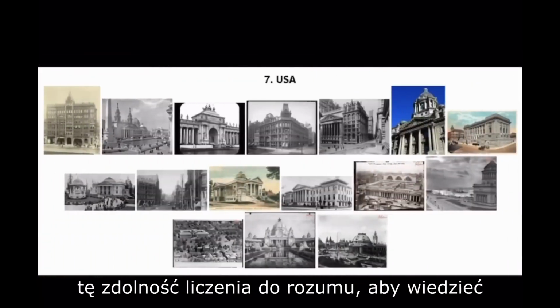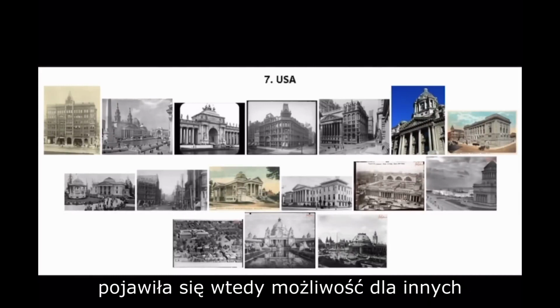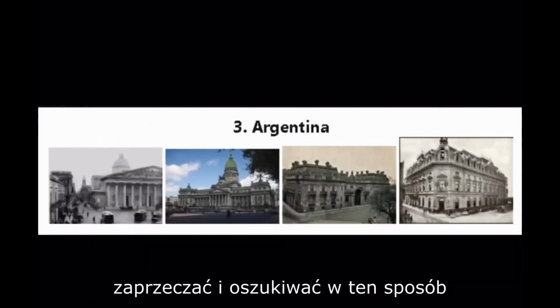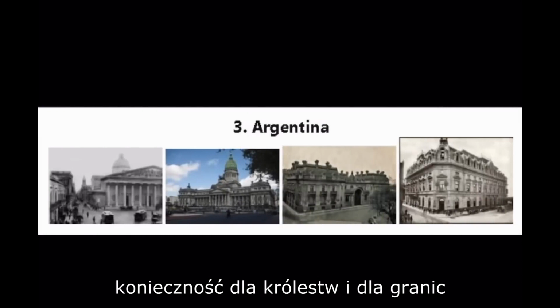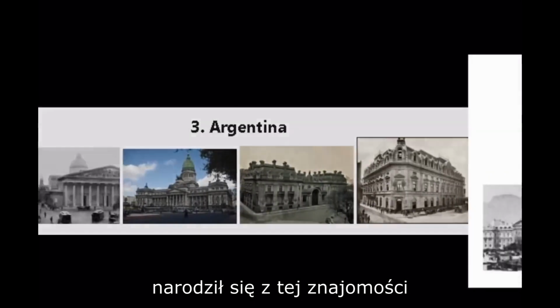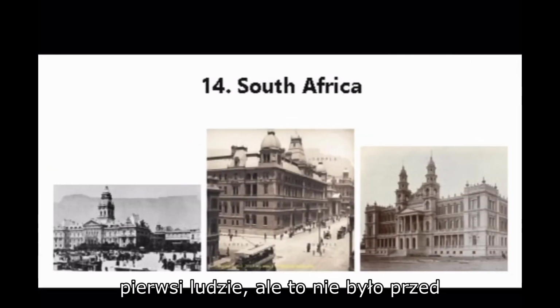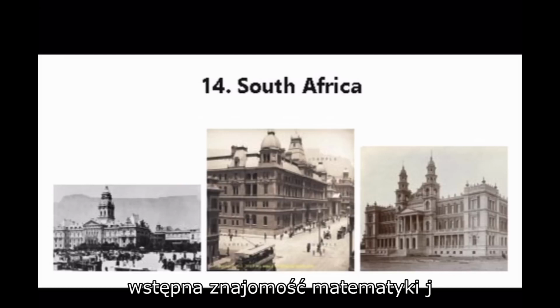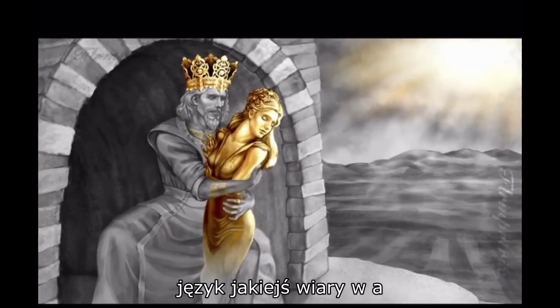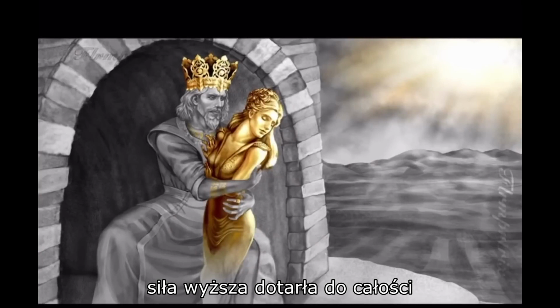With this ability to count, to reason, to know, came the ability then for others to contradict and to deceive. Thus, the necessity for kingdoms and for borders was born from this knowledge of the first men. But this was not before the initial knowledge of mathematics, of language, of some sort of belief in a higher power had reached the whole of the world.